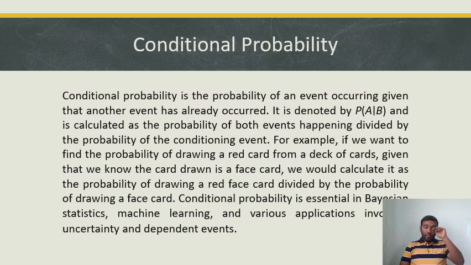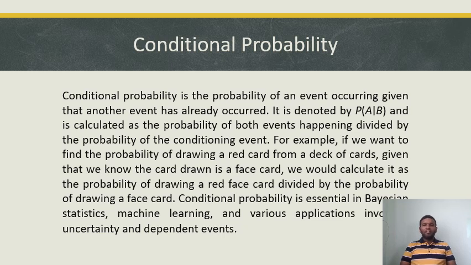conditional probability. Conditional probability is the probability of an event occurring given that another event has already occurred. It is denoted by P of A given B and is calculated as the probability of both events happening divided by the probability of the conditioning event. For example, if we want to find the probability of drawing a red card from a deck of cards given that we know the card drawn is a face card, we would calculate it as the probability of drawing a red face card divided by the probability of drawing a face card. Conditional probability is essential in Bayesian statistics, machine learning, and various applications involving uncertainty and dependent events.